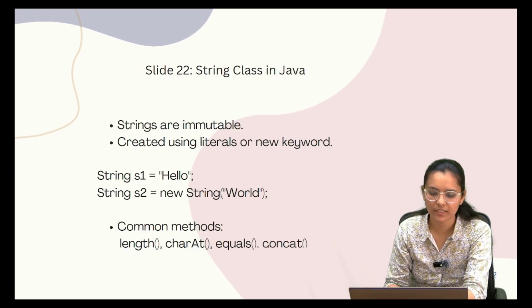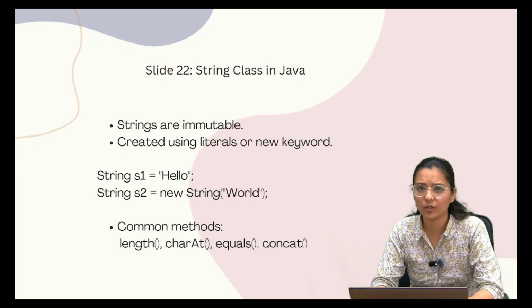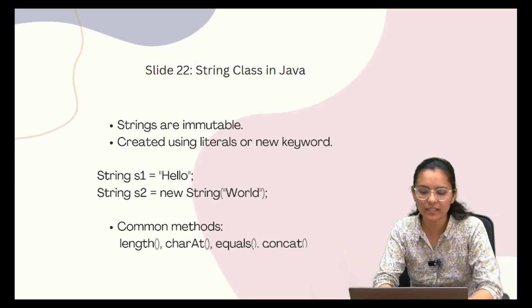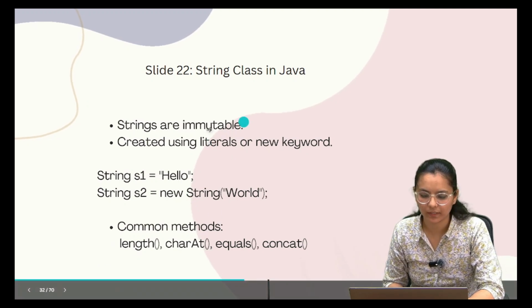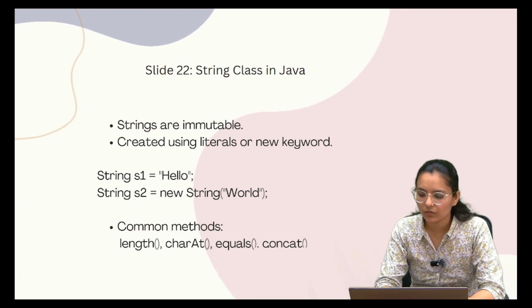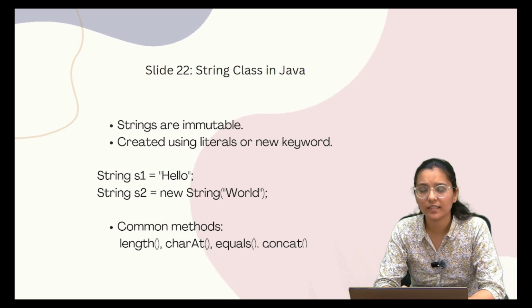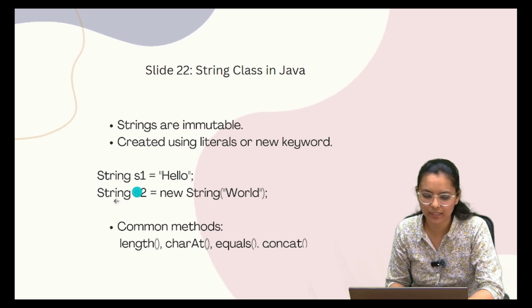Next one is string. The String class in Java. Strings are immutable, created using literals or the new keyword. So what is immutable? Immutable means there will be no changes. Once created, you cannot change the original string. For example, here we have string s1 is hello and string s2 is new String world. So we cannot change the hello string.